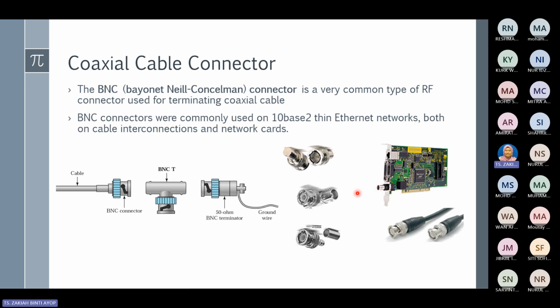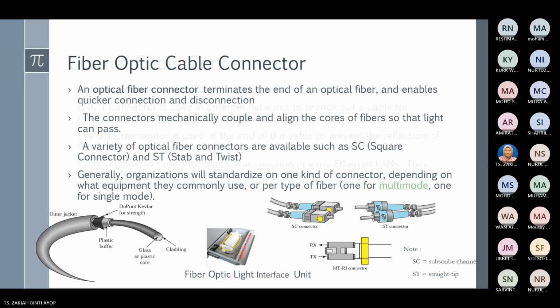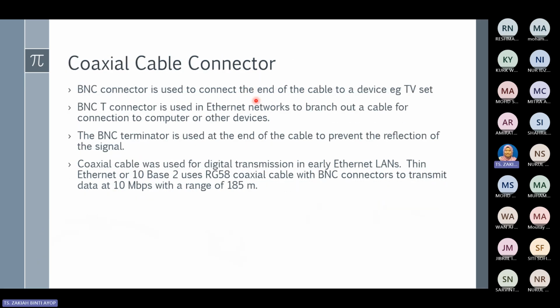So this one will be connected to the one end, and then they lock it. There's a lock here. So to attach the cable from the network interface card inside your PC to the cable here, the connector, and then from one end will be connected to the hub or to the switches, right? Sorry. So the BNC connector is used to connect the end of the cable to a device such as a TV set.